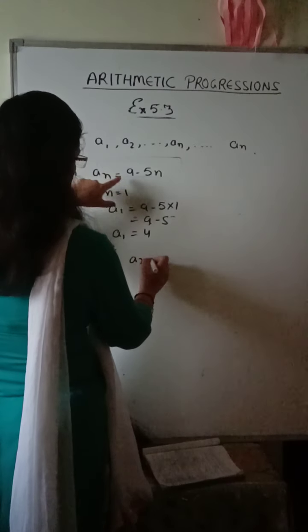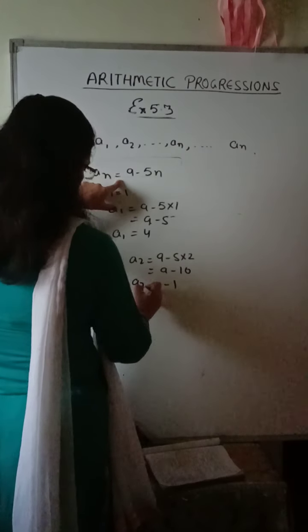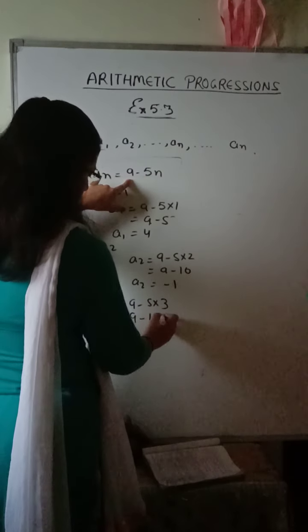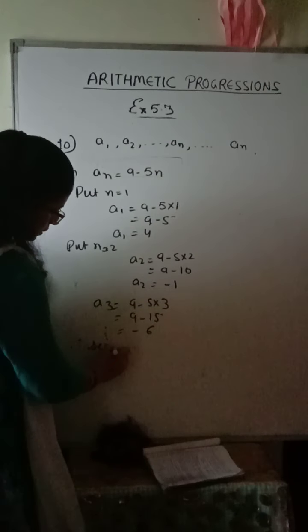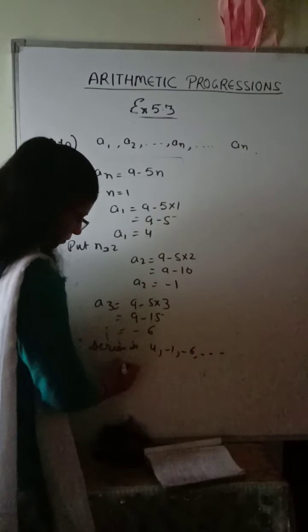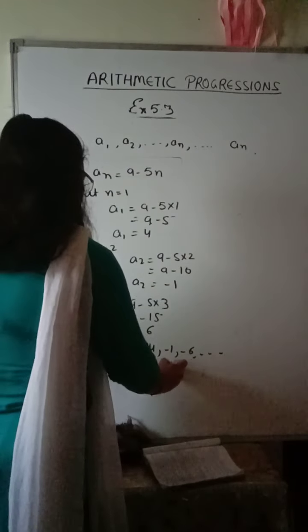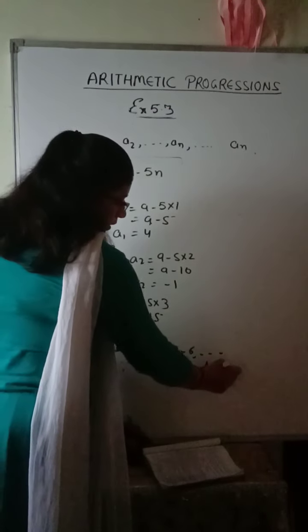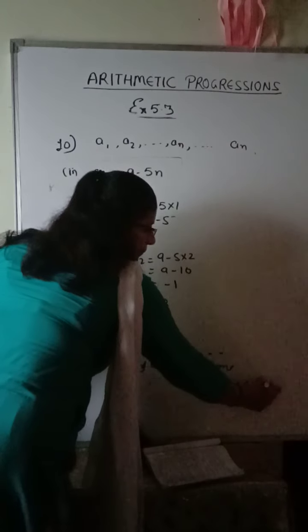So a2 is equal to 9 minus 5 × 2. 9 minus 10, minus 1. a3 is equal to 9 minus 5 × 3. 9 minus 15, minus 6. So therefore, similarly up to so on. The series is 4, minus 1, minus 6 and up to so on. Because the common difference is कितना हो जाएगा, -1 -4 = -5. फिर इसमें -6 -(-1) = -5. The common difference is same. Therefore 9 minus 5n forms an AP.